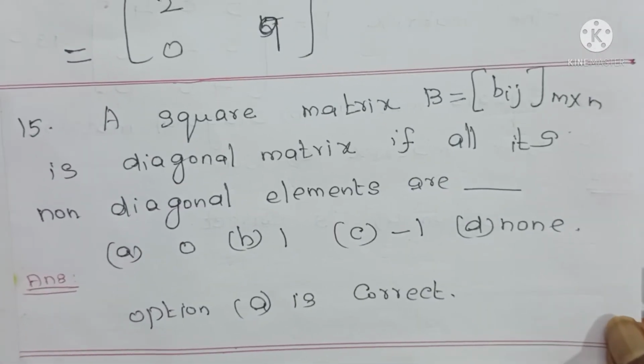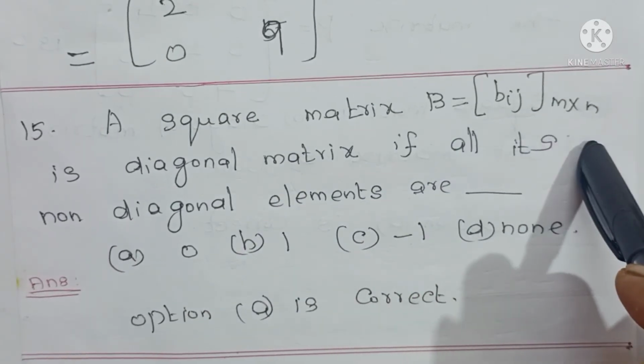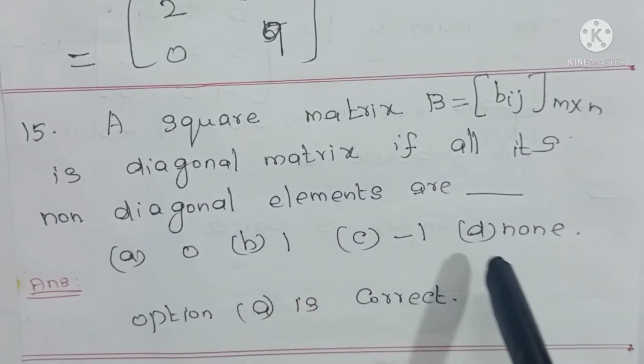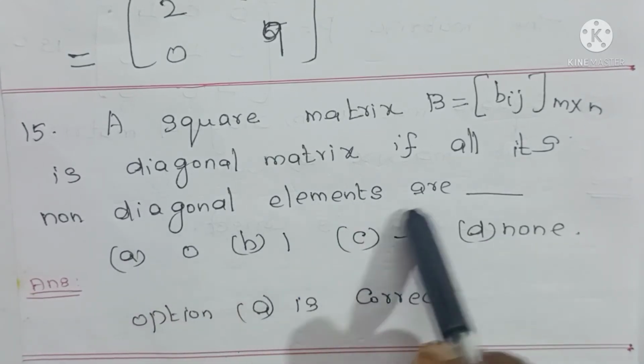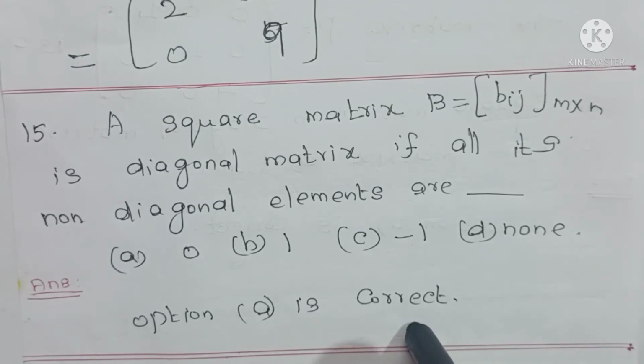Then let's move on to the 15th question. A square matrix B equals Bij, M by N, is a diagonal matrix if all its non-diagonal elements are dash 0. So option A is correct.